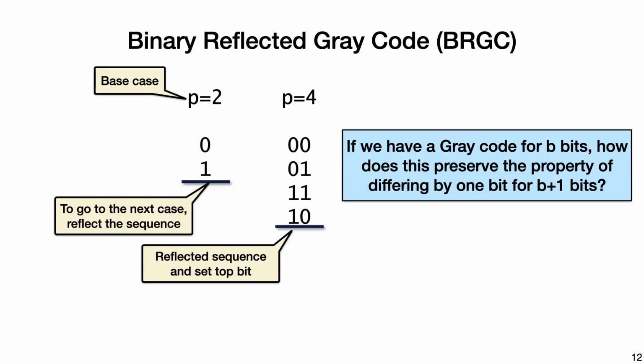Then if you have a gray code for B bits, how would you preserve that? How does this preserve the property that it differs by 1 for B plus 1 bits? Well, it's clear that it differs in the lower bits, because if it's true for the upper half, then you just reflect it across, and the lower bits also hold the property in the lower half, because it's just the same.